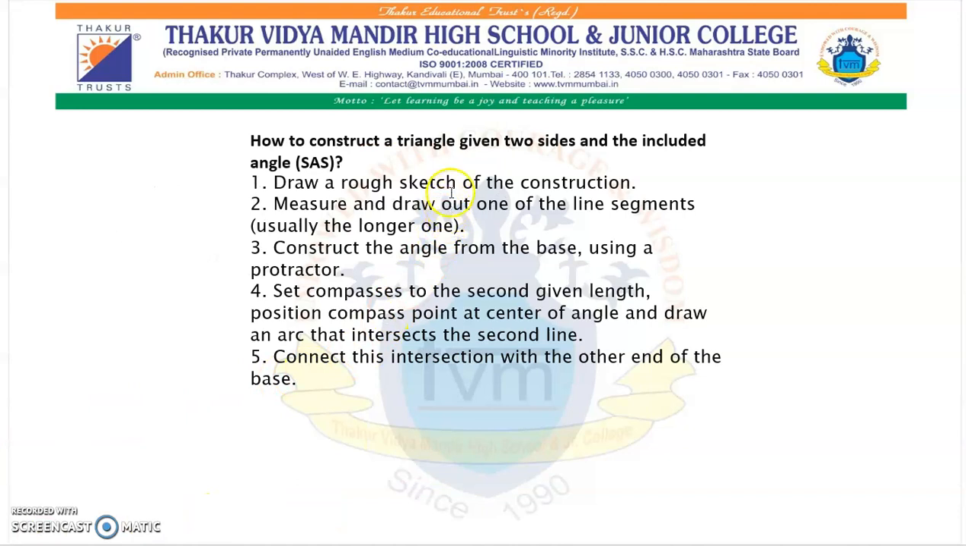How to construct a triangle when two sides and the angle is given, means side angle side. Draw a rough sketch of the construction. Measure and draw out one of the line segments, usually the longer one. Construct the angle from the base using a protractor. Set compass to the second given length position. Compass point at the center of the angle. Draw an arc, intersect the second line. Connect the intersection with the other end of the base.